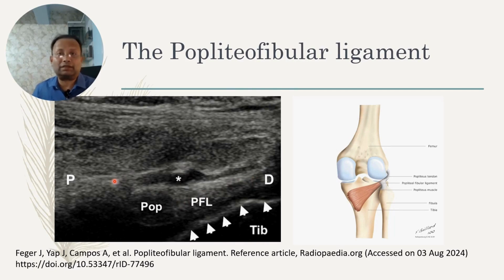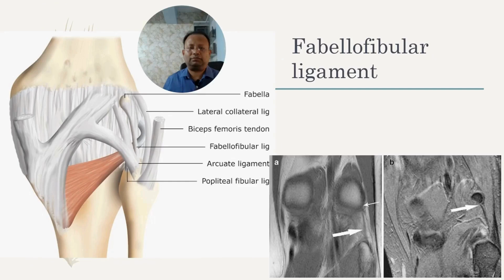Above that, of course, we can see the inferior lateral genicular nerves and genicular vessels. We have already talked about the fabellofibular ligament. This is the fabella. We know that this sesamoid bone we find in the lateral head of the gastrocnemius tendon. So the fabellofibular ligament is there in nearly 48% of individuals. And here it is below the gastrocnemius tendon. This small ligament is found.